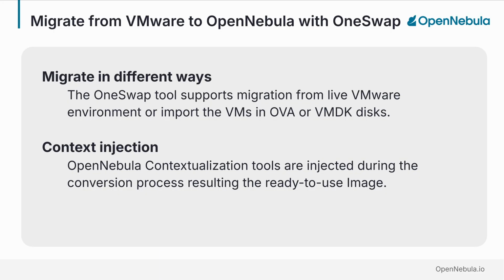While we are covering the migration from a live infrastructure, OneSwap supports the import of OVA and VMDK disks as well. OpenNebula relies on the contextualization package to manage the virtual machines. To avoid issues in the future, this package is going to be injected into the virtual machine during the migration process. Additionally, OneSwap can remove the VMware tools to avoid running unnecessary processes.